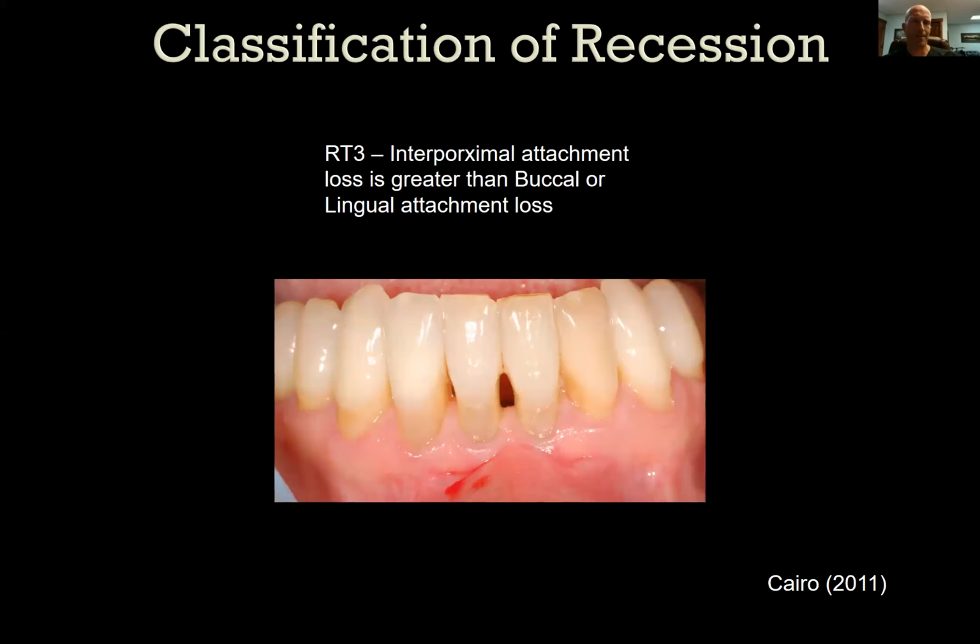And then we have RT3, where our interproximal attachment loss is greater than the buccal or lingual attachment loss. As we know, the CEJ moves in a coronal position as it moves interdentally. So as you look between 24 and 25 here, we actually have more attachment loss interdentally than we do on the facial aspect of those teeth.